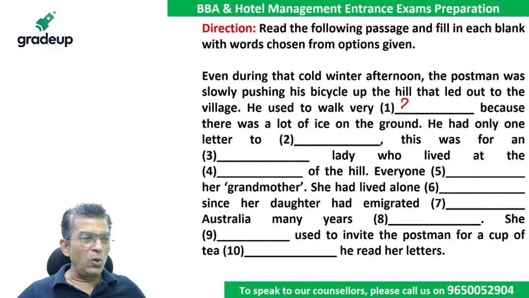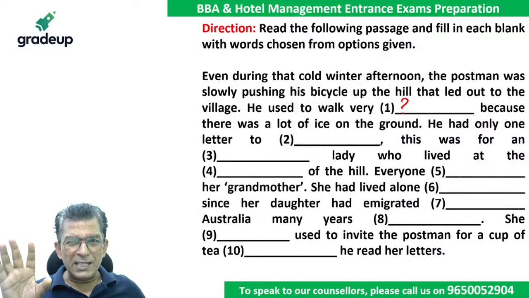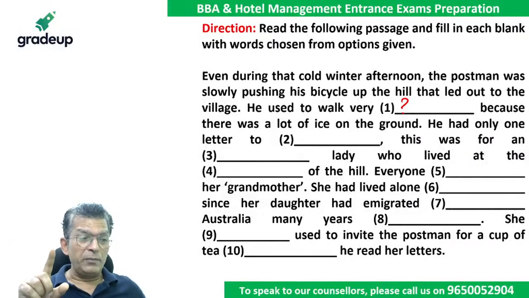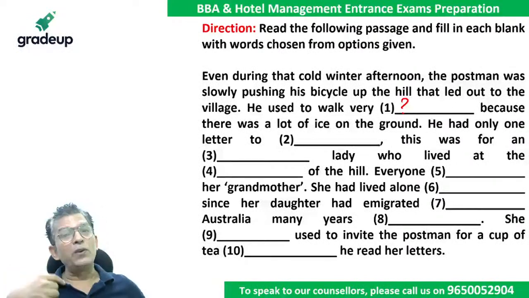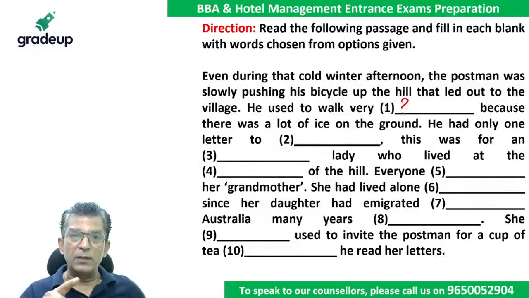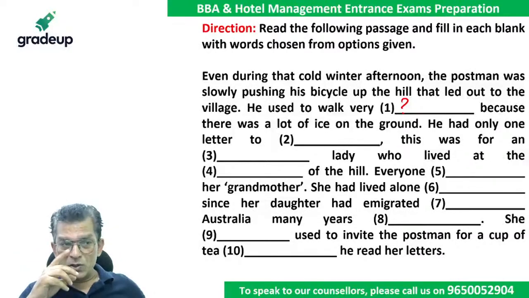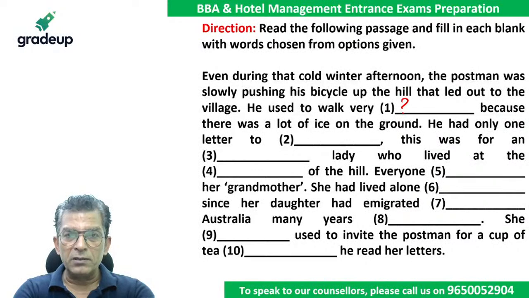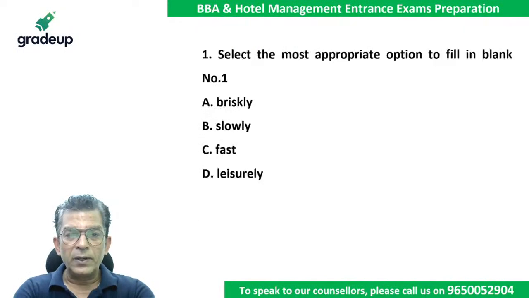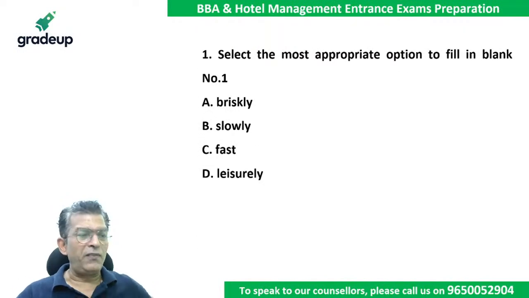He says slow. Is it a good word or something like slow? We will be writing slowly, mind you, Pushpesh. We are talking about the action verb. Therefore, if you write a word to qualify the verb, it must be an adverb. So very slowly kind of word, slow kind of word. Let me show you the options. Now: briskly, slowly, fast and leisurely. Third is fast, fourth is leisurely, fifth is called, very good.